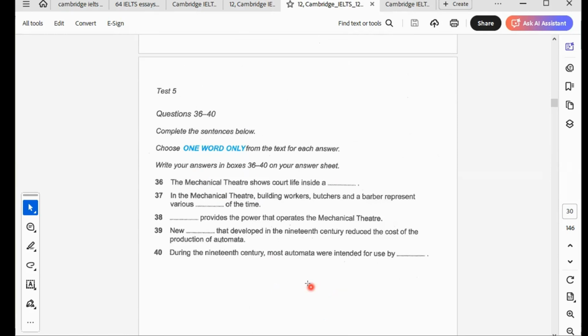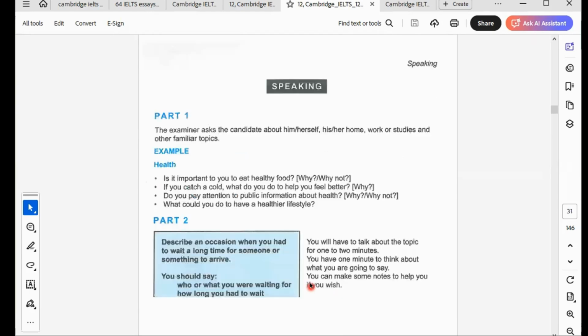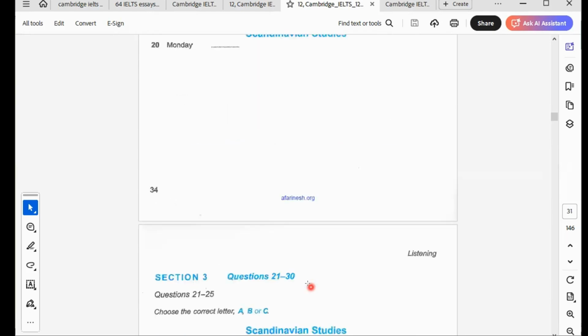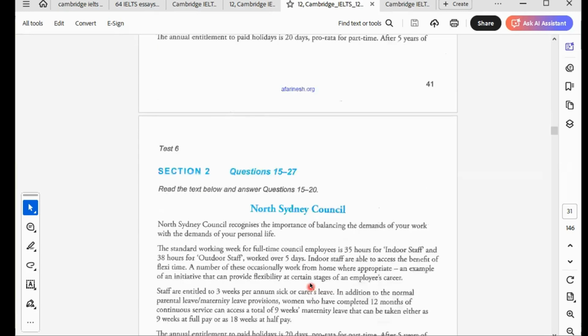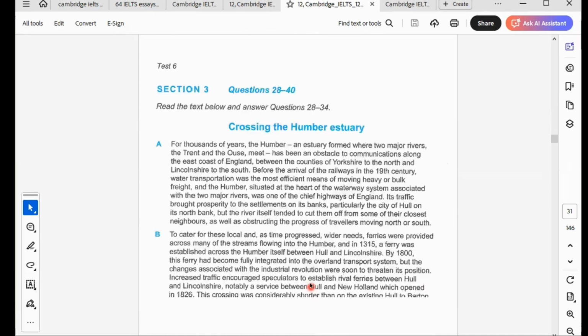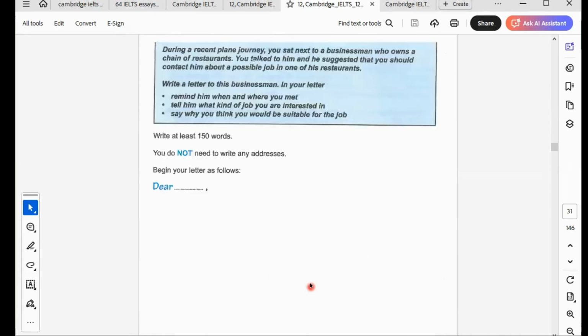We have seen true, false, not given in IELTS General. We've also seen it in IELTS Academic. We are also going to see matching headings in both. Okay, let me show you. This is IELTS General. Let me show you matching headings in this book. There's going to be matching headings somewhere. We saw matching headings in IELTS Academic earlier on. Look at matching headings here.